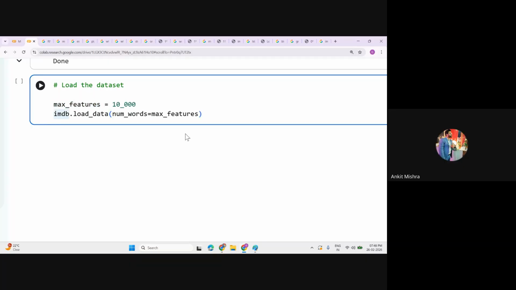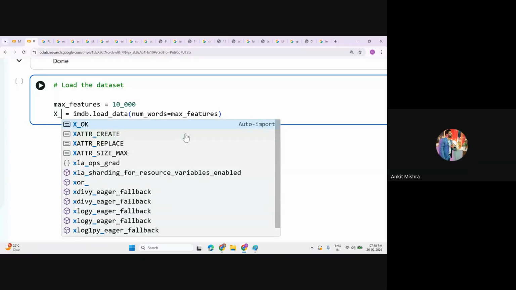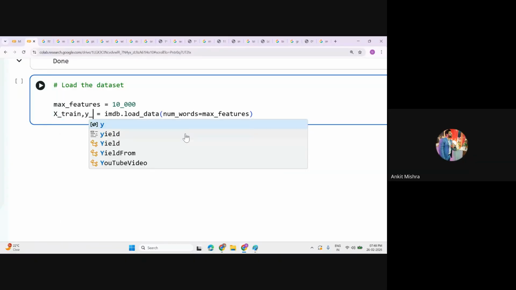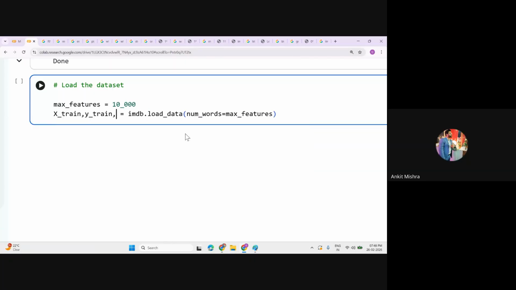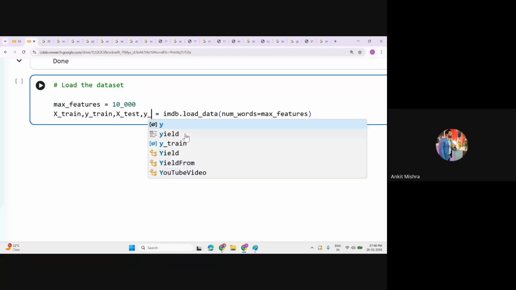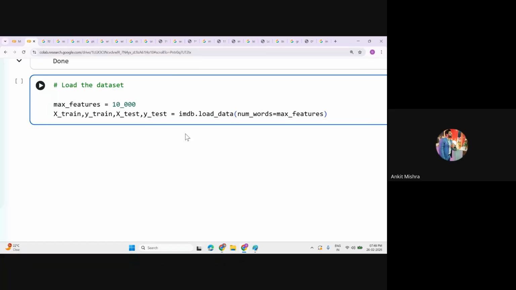Okay, so what to do? You can just simply write this one. Xtrain, let's just write is equals to here, so that it can give some hint. Xtrain, comma, ytrain. Not getting the hint, no issue. Then you have to give xtest, comma, ytest. Let's just run this, right?